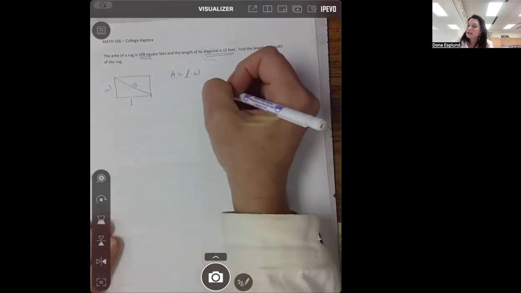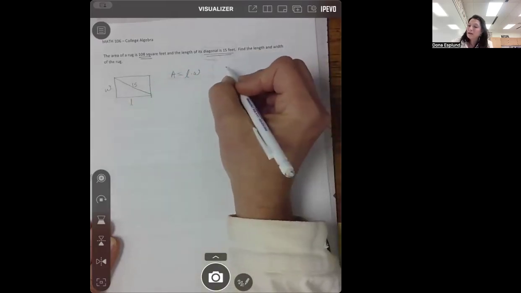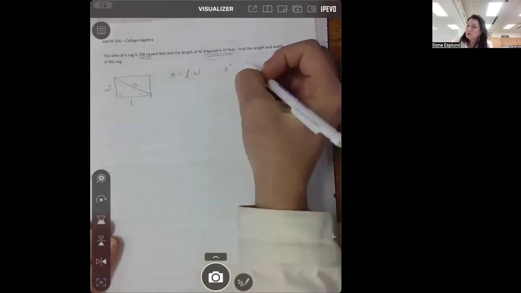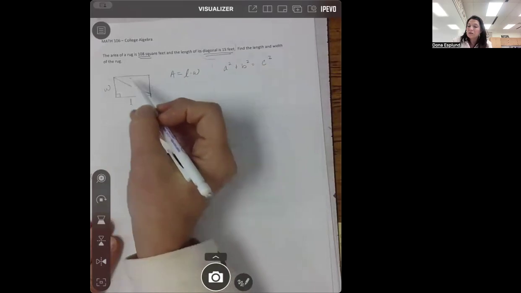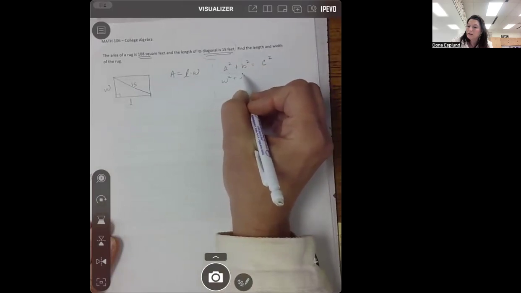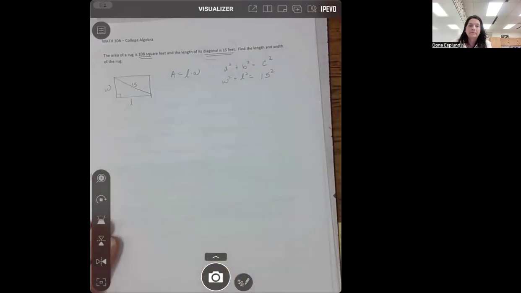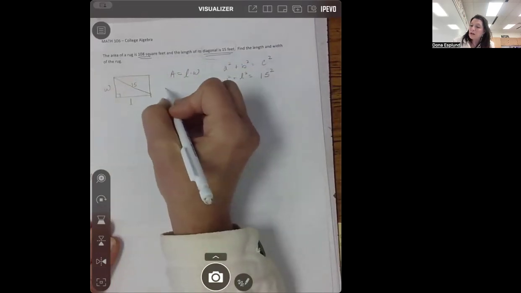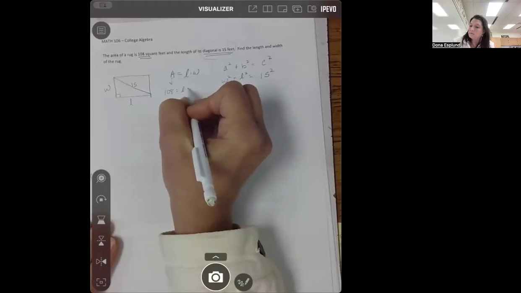Because I have a diagonal, I can also think about this as the Pythagorean theorem. If I have a right triangle, which I do since I have a rectangle, a squared plus b squared is going to equal c squared. Using my values, I substitute those back in. That means w squared plus L squared has to equal 15 squared, which is my hypotenuse. I am given that the area is equal to 108, so I can replace the area with 108 is equal to length times width.